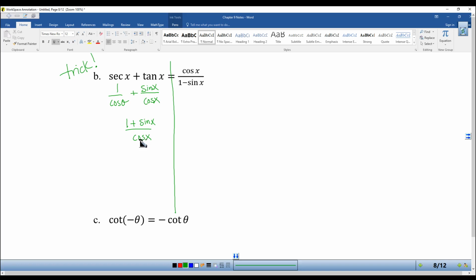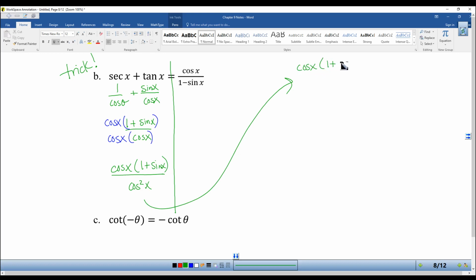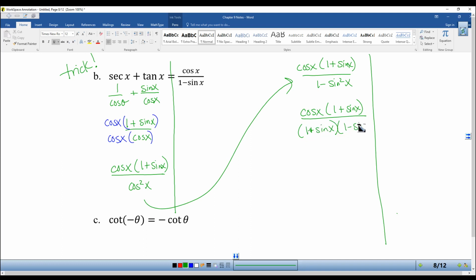And that is, if you want to change a cosine to a sine, the only way to do it is if it's squared. So I'm actually going to multiply the top and the bottom by cosine. Now, on the denominator, I have cosine squared. And what can I replace cosine squared with? Cosine squared can be replaced with 1 minus sine squared x. And you might be thinking, that still didn't help me. Well, it does, because cosine of x times 1 plus sine of x on top, and then the bottom can be factored to 1 plus sine of x times 1 minus sine of x.